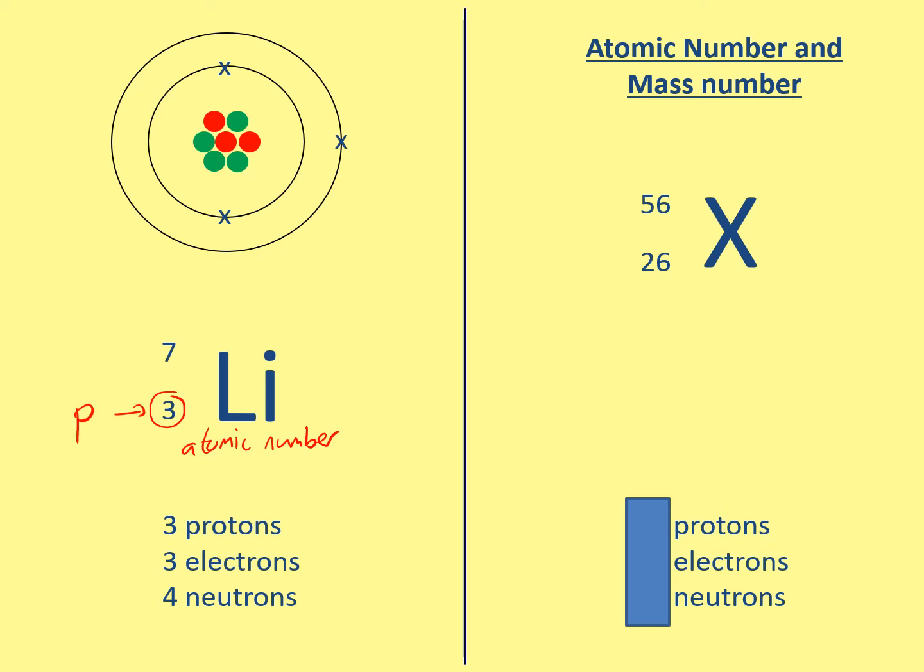And the proton number is really important because it defines the atom. If you have 3 protons, then that is lithium. It doesn't matter if you've got 100 million neutrons or 1,000 electrons. If you have 3 protons, that is a lithium atom.